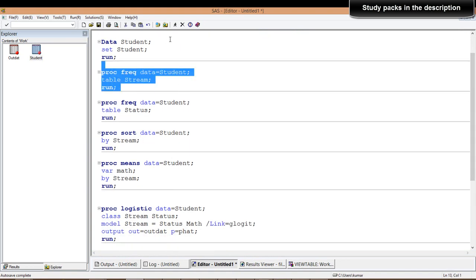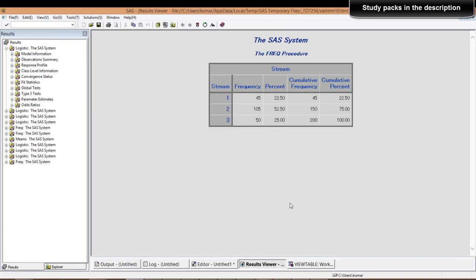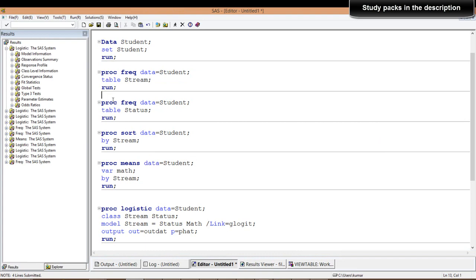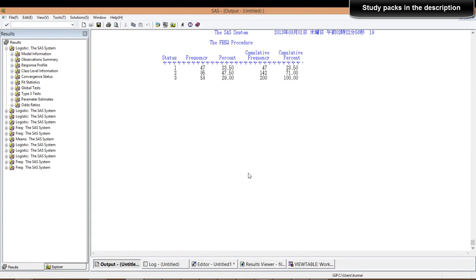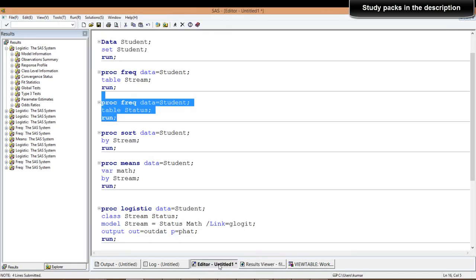So let's see what is the distribution of students across these 3 streams. Across these 3 streams, 45 of the students belong to the physics group, 105 are from computer science, and 50 are from economics. Okay, so that's the distribution of data. What is the distribution of economic status among these 200 students? 47 students come from backward status, which is represented by 1, 95 of them come in the middle category, and 58 come in the elite category, or the best economic category.